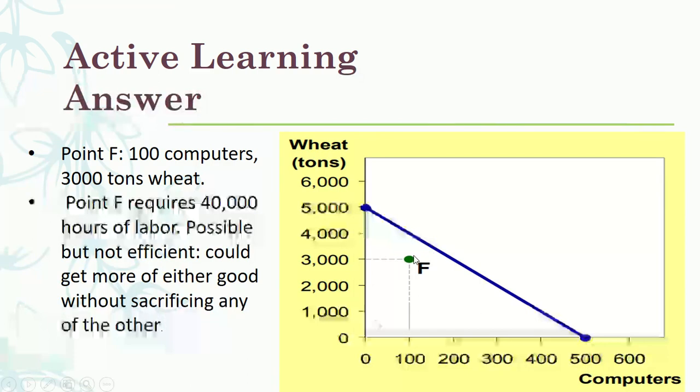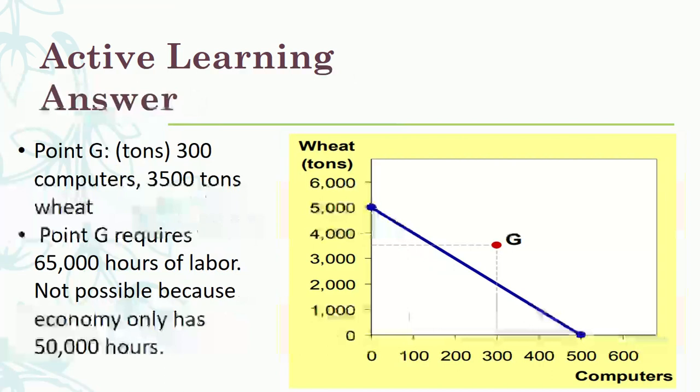So here is point F, that is under this line. That means this point is possible but it is inefficient. Now, the answer to question 2 is given here. Look at point G, this one.